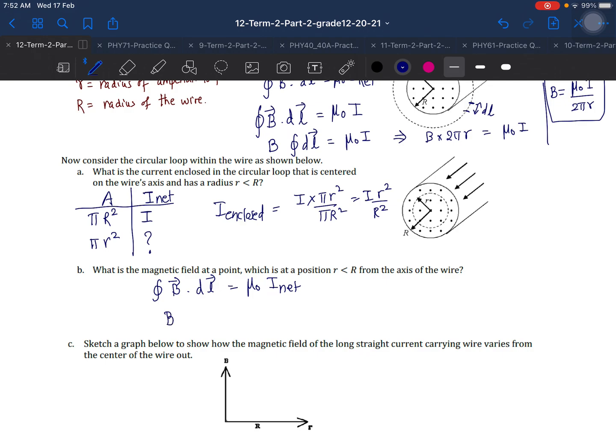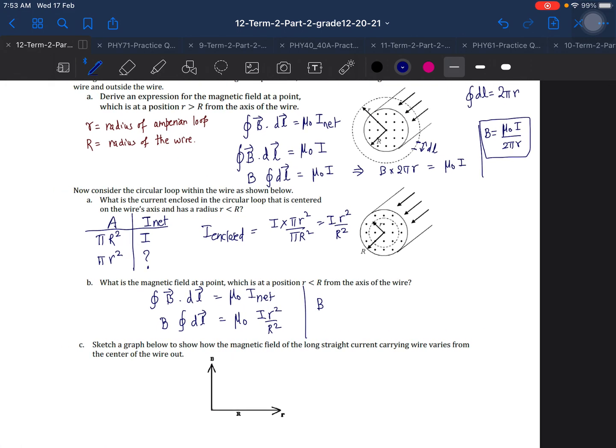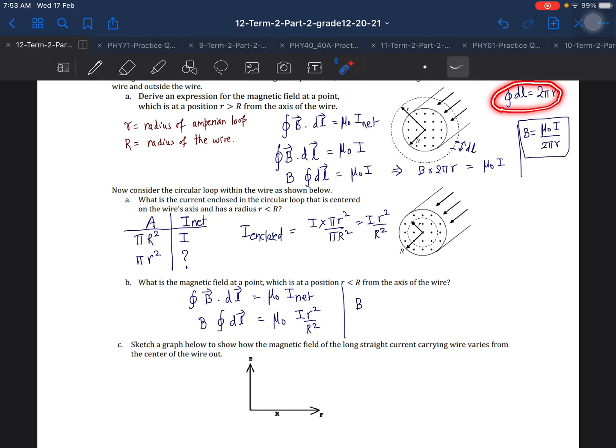So B is constant, B can come out. Closed integral dl, mu naught and I net, which is the net current in this Amperian loop, which we found here. So we'll replace that here: I r square over R square, and dl we already got here. Closed integral dl is 2 pi r, so multiply 2 pi r equal mu naught I small r square over capital R square.